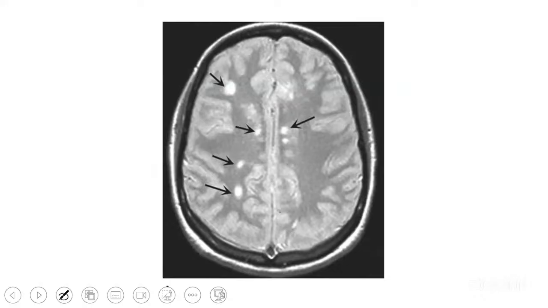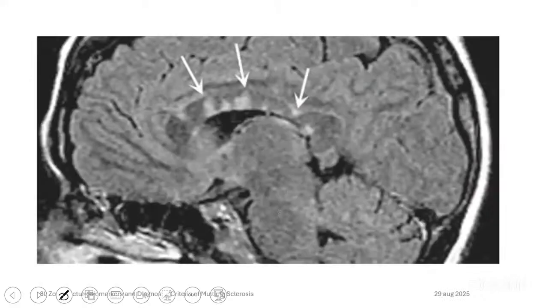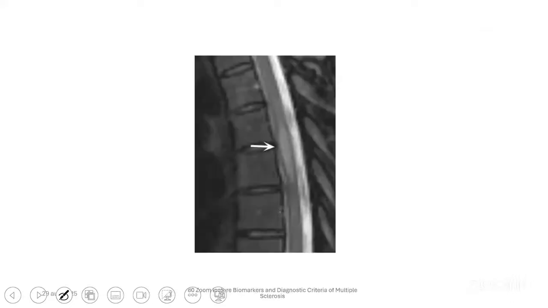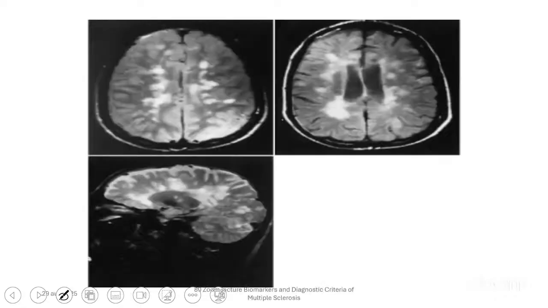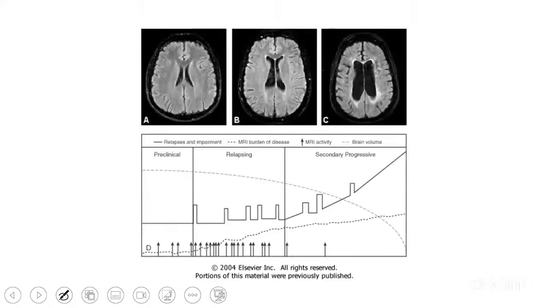You can see the various MS lesions, the Dawson's fingers type, the spinal cord lesions, which usually involve only two segments, not beyond that, otherwise it becomes NMOSD. You can see the advanced MS cases show this. So the preclinical, relapsing, and secondary progressive. So the disease progresses like this, and with relapses and impairment, MRI burden of disease also increases, MRI activity increases, finally leads to atrophy.